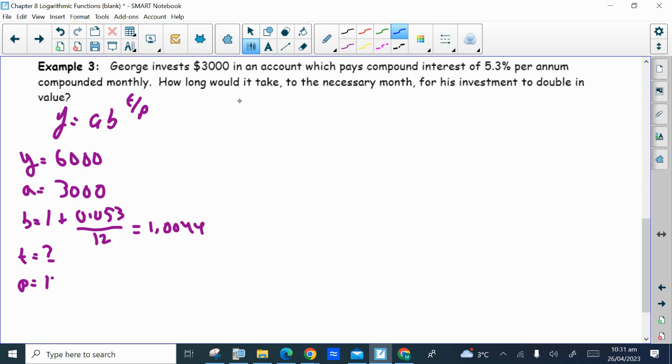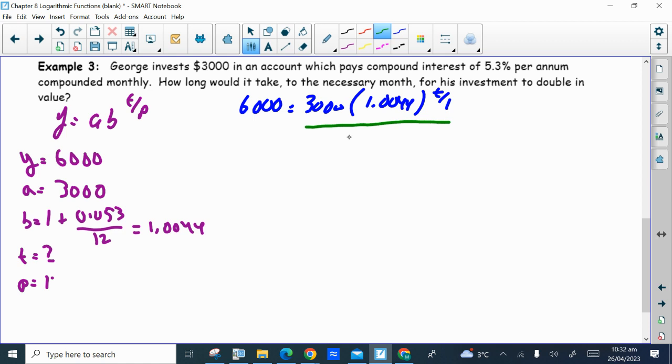So if you plug everything into the formula, Y is 6,000, A is 3,000, our growth rate is the decimal 1.0044, and there are more numbers there that are in our calculator, to the power T over 1, which obviously is just T. So when we calculate T, it'll be the number of months. But first you would divide both sides by the 3,000. And that'll give us 2 on the left equaling 1.0044 to the power T.